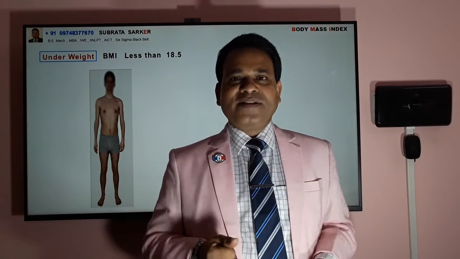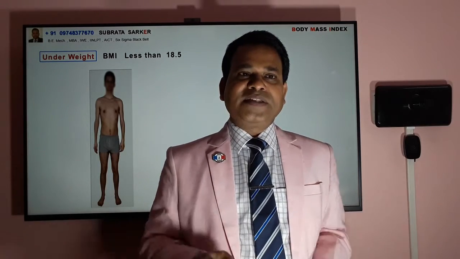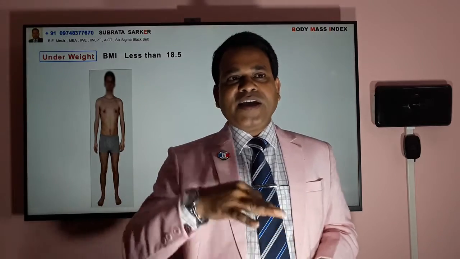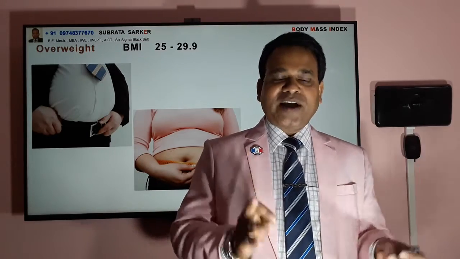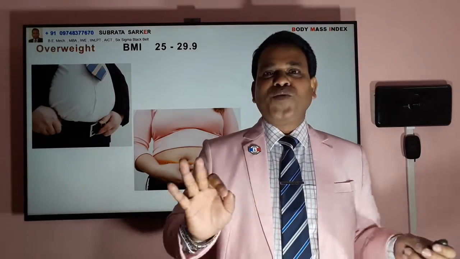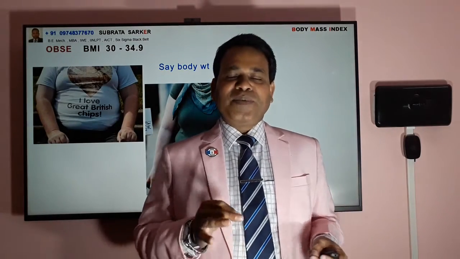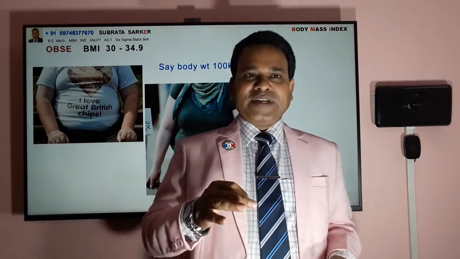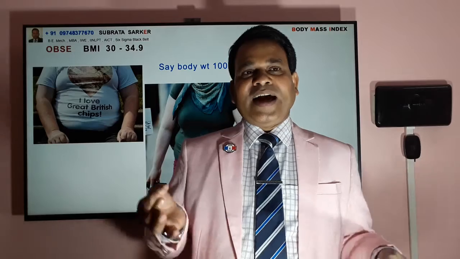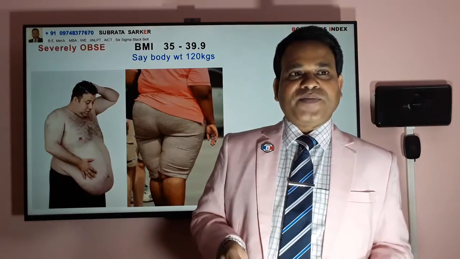You can see here in this picture, if a person has a body mass index less than 18.5, he or she is called underweight. If the body mass index is between 18.5 and 24.9, it's called normal weight. If it is between 25 and 29.9, it's called overweight. If it is between 30 and 34.9, it's called obese. For example, at a height of 5 feet 6 inches, a person with a weight of around 100 kg comes in this category.